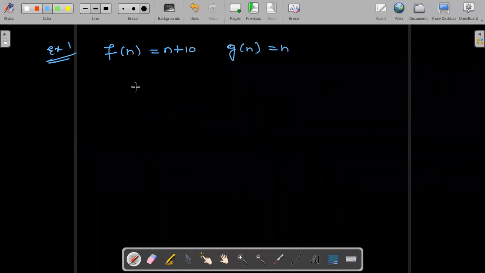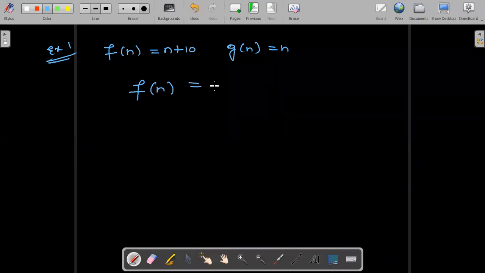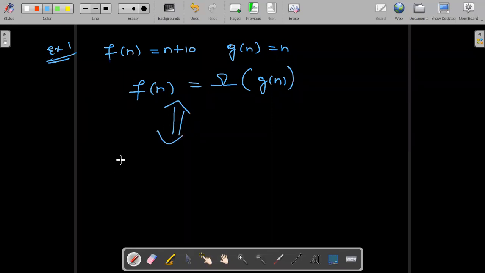Now see here, what we have to prove: f of n is equal to omega of g of n. How to prove this, sir? Very simple, using a constant. Using a constant, we can prove it, whether it is greater or smaller. For that, what will I do? f of n is n plus 10, greater than or equal to c dot n.